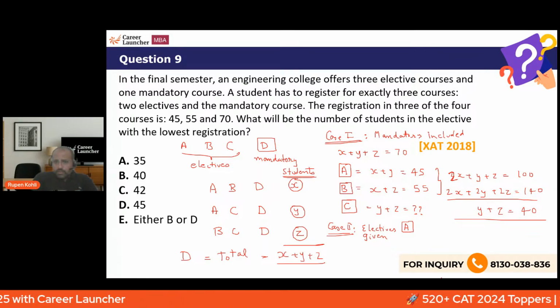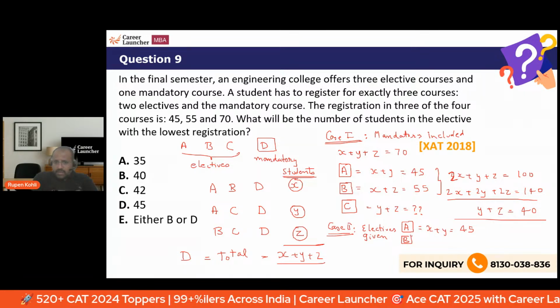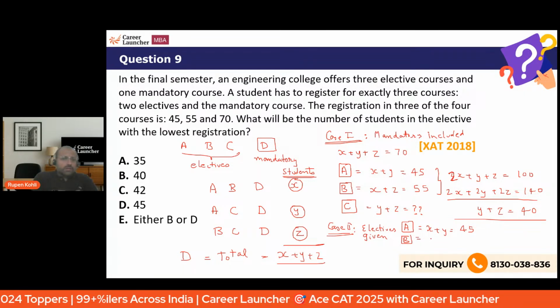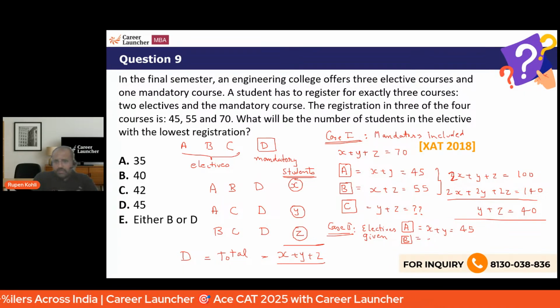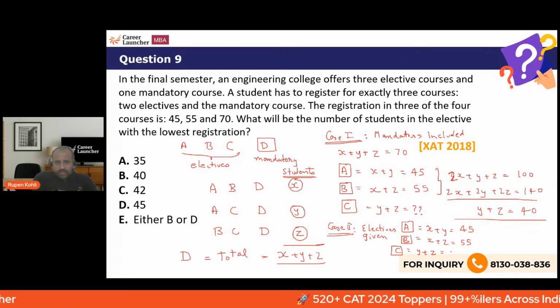So we can write the equations very quickly. A equals X plus Y equals 45. B equals X plus Z, which equals 55, and C equals Y plus Z, which equals 70.